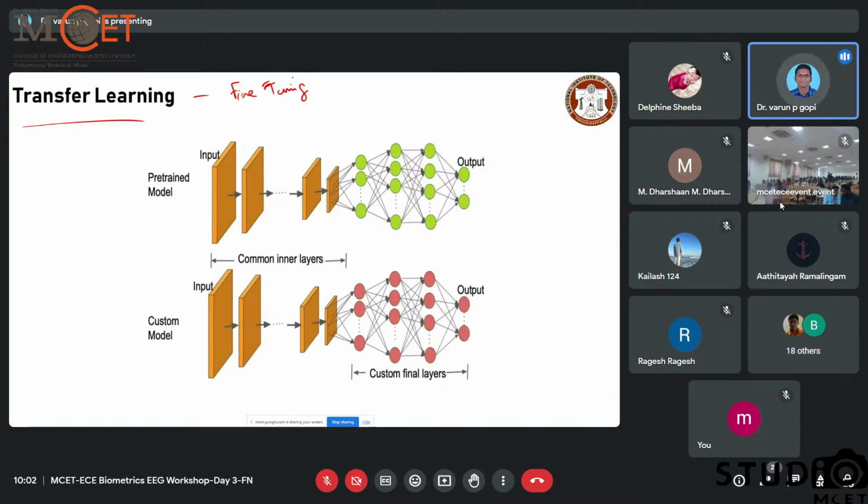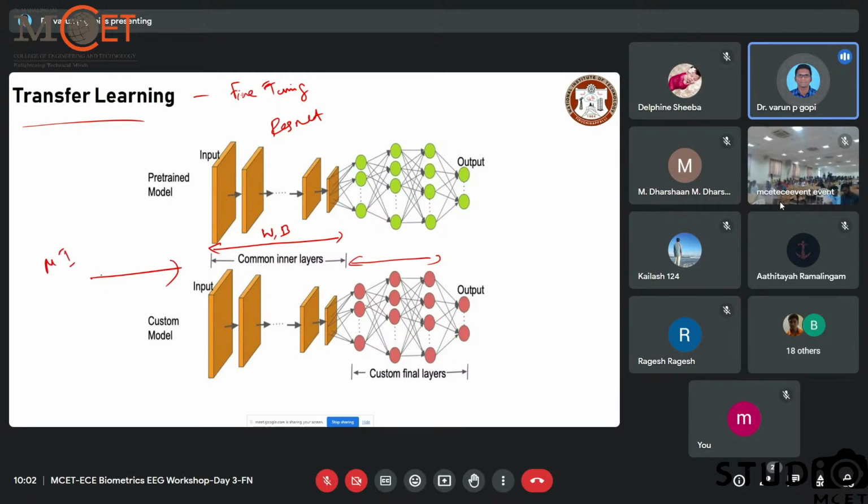Fine tuning means we will take a pre-trained network. Say for example, I am taking a ResNet. I am going to freeze all the common layers, all the common configuration layers, using the same weight and bias which was trained on ImageNet. After that, I am going to add a few more fully connected layers as custom layers of my own. Then I am going to train the entire network with the medical imaging data.